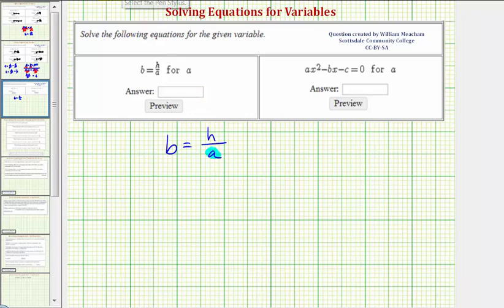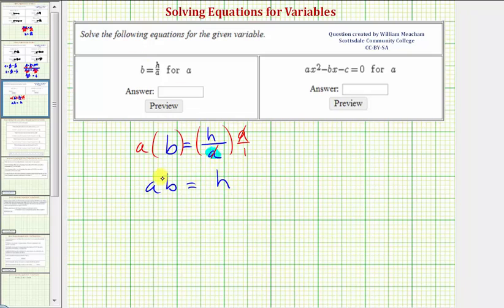We can eliminate the fraction by multiplying both sides of the equation by the denominator of a. So we'll multiply the left side by a, as well as the right side by a, but on the right side, let's write a as a over 1. So notice now on the left side we have a times b, or ab, and on the right side, notice how when we multiply these fractions, there's a common factor of a over a that simplifies to 1, so we have just h on the right side.